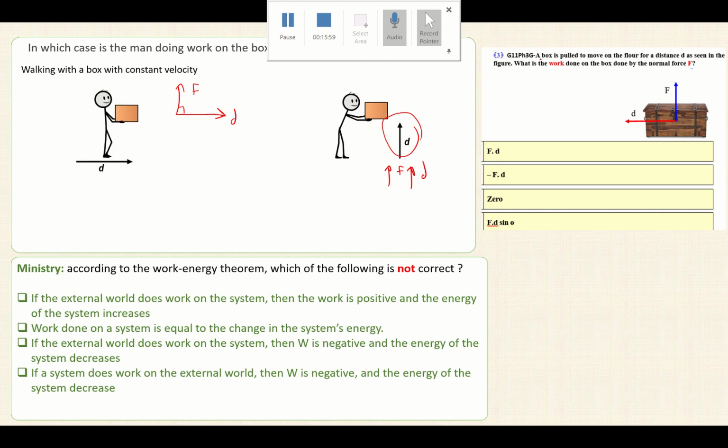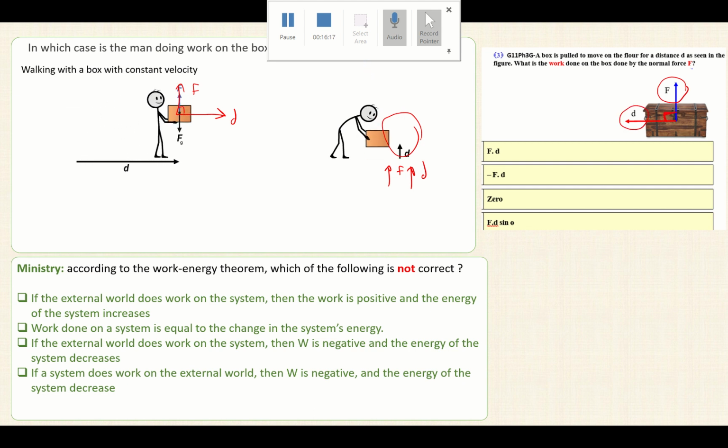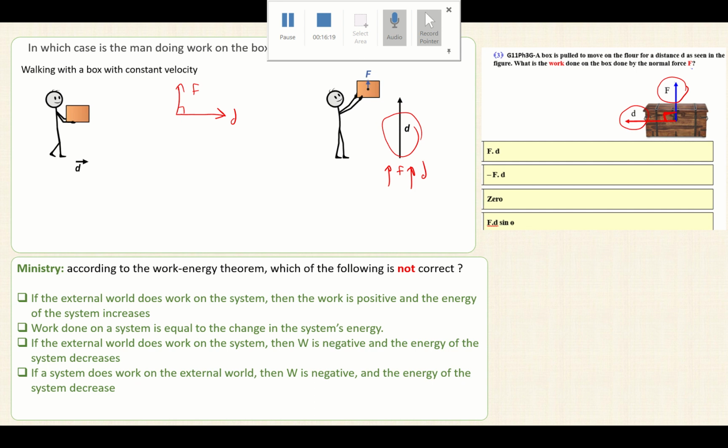And this question says a box is pulled to move on the floor for a distance d as seen in the figure. What is the work done on the box by the normal force? Now you can see that the normal force and the direction of motion or the displacement have a 90-degree angle, so the work between them is 0.